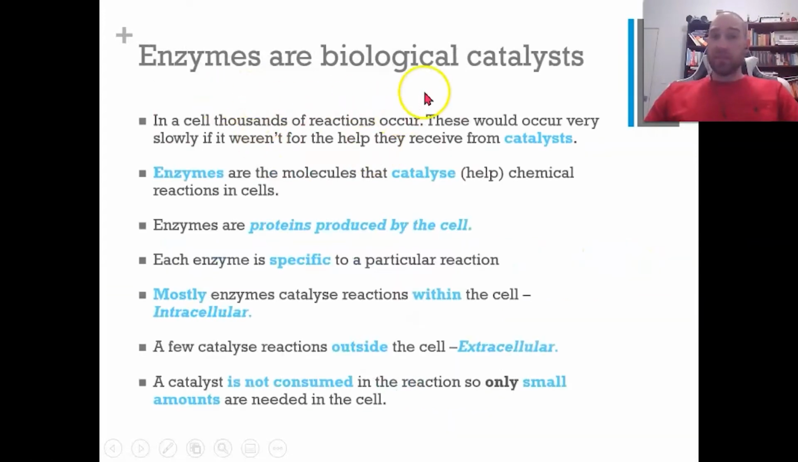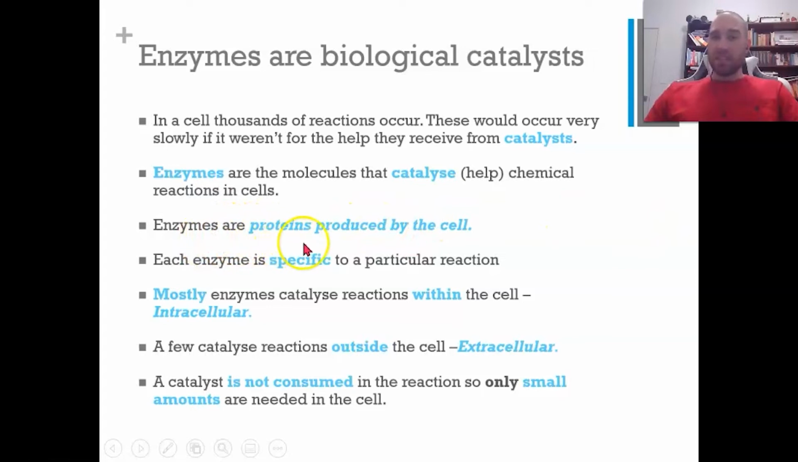So just restated, enzymes are biological catalysts. So you've got thousands of reactions occurring in your cells all the time, and they happen very slowly if you don't have catalysts. So we have enzymes that are catalyzing these reactions. They're speeding up the chemical reactions by reducing the amount of energy required for the reactions to occur.